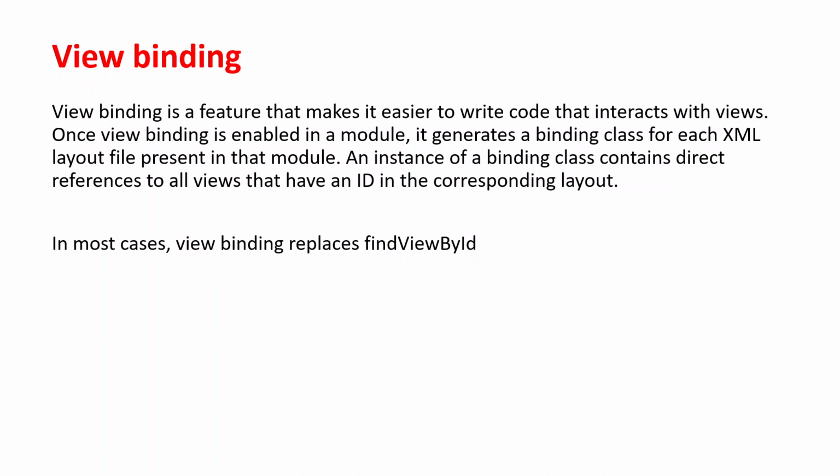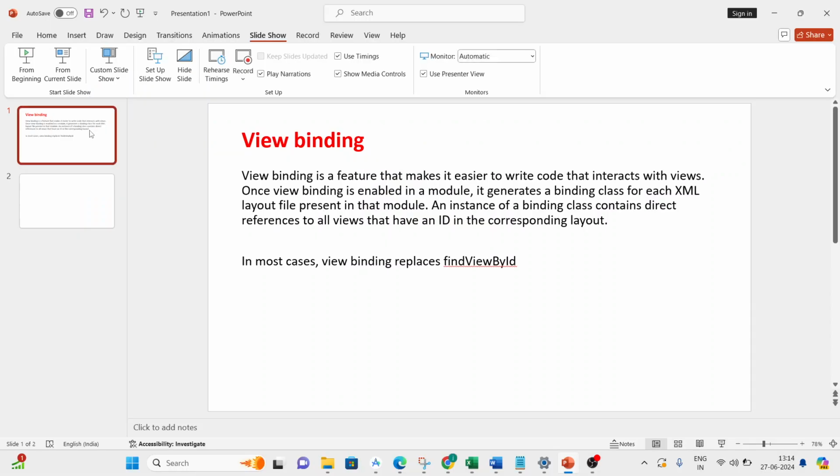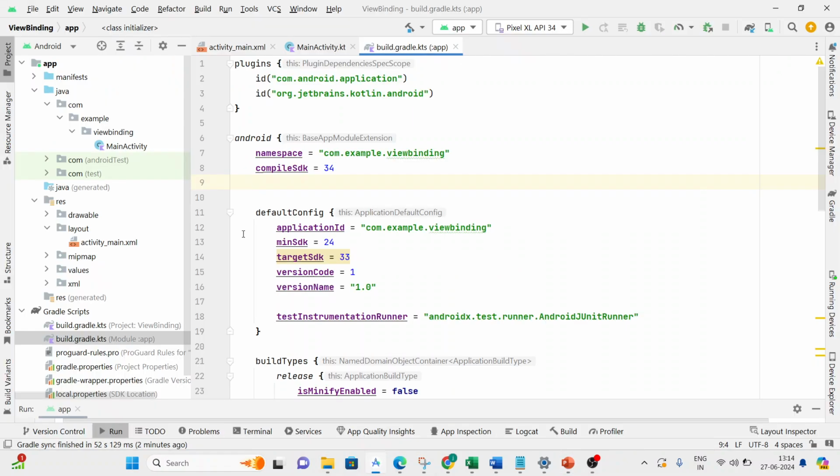Earlier we were using findViewById. The advantage of view binding is that we don't need to use findViewById again and again. Let's understand it with one example. Let's open Android Studio.